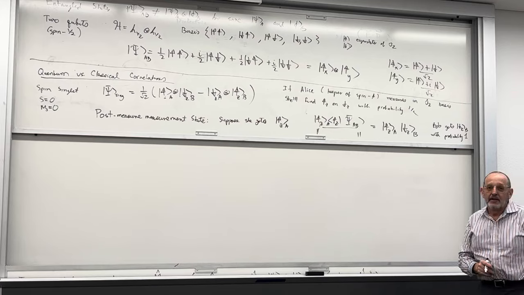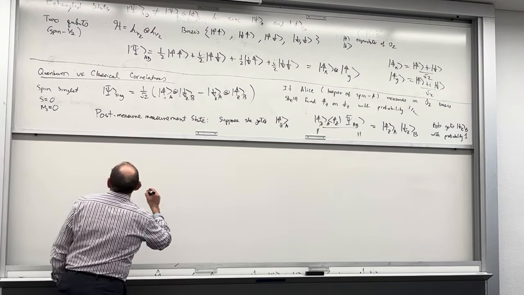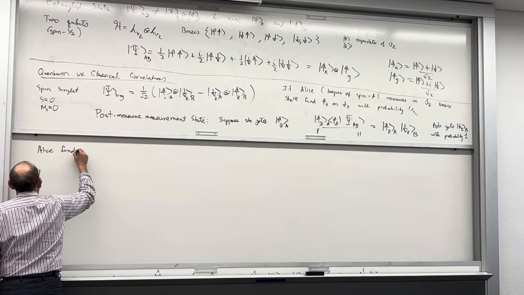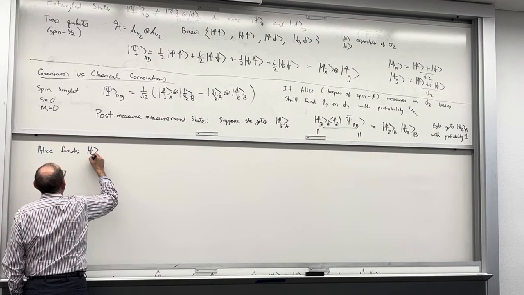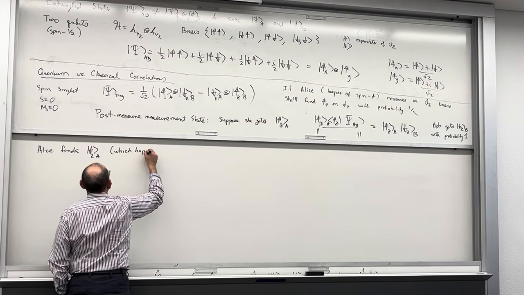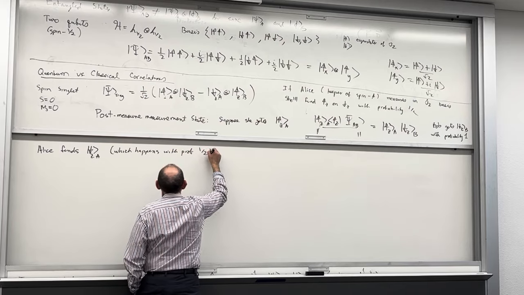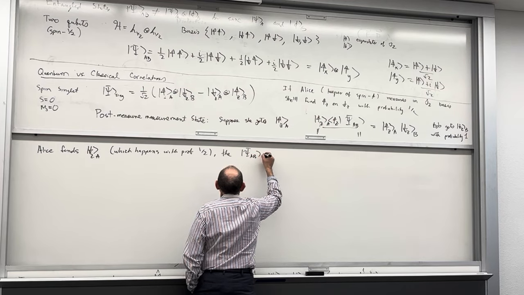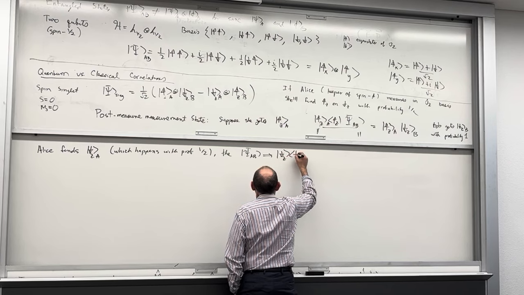So there is this particular anticorrelation. And similarly, if Alice finds spin down along Z, which happens with probability 1/2, then the state of the system gets projected onto the spin down outcome.